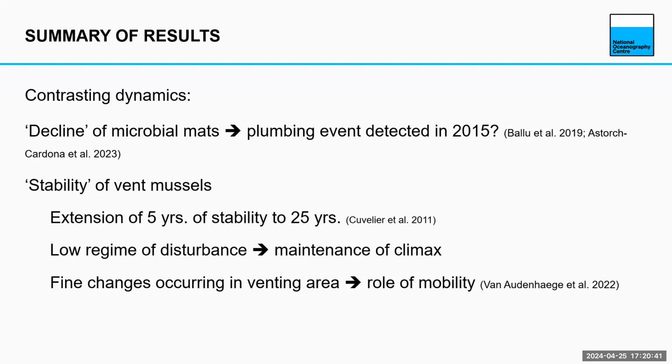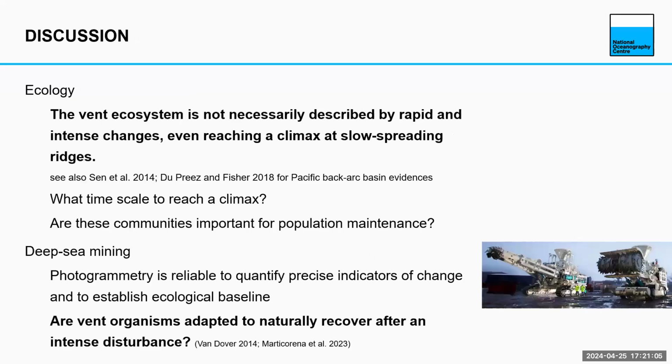Most of the disturbance occurs in the venting area because of fine changes of growth of, let's say, material or repositioning of vent outflow. And we suggest the role of mobility for muscles that may displace to cope with displacement of the vent outflows. Right, and I will try to integrate those results.